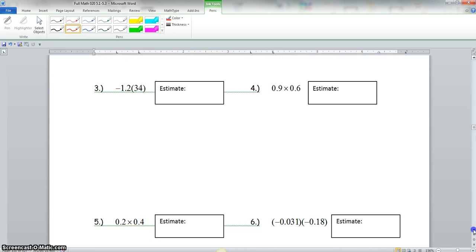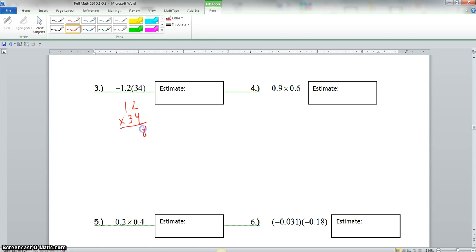Now, we go to this next problem. Multiplying by positive and negative numbers still works the same. A negative times a positive is negative. So we know our final answer is going to be negative. So we could disregard the negative sign until we get to our final answer. So here we drop this decimal. We'll take 12 times 34.